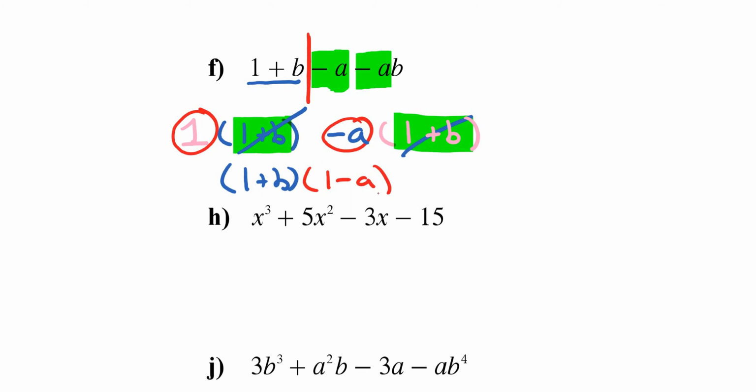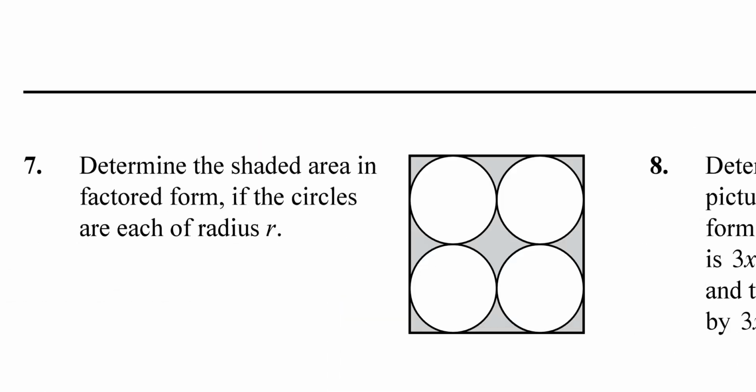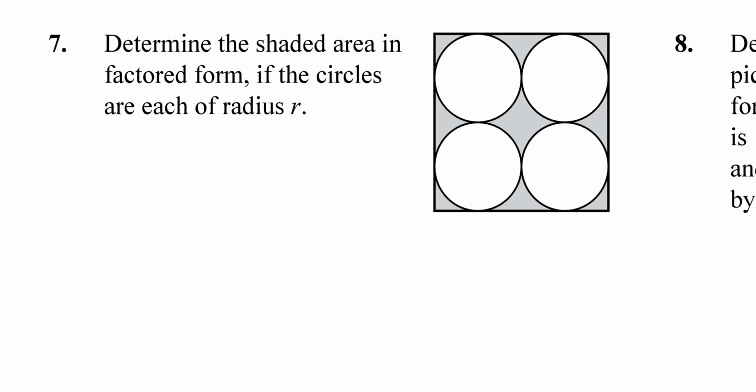Okay, let's take a look at a few more visual questions here, and some word problems, and then we'll finish off this homework video guide. All right, so question number 7, determine the shaded region area. Determine the shaded area in factored form if the circles are each of radius r.